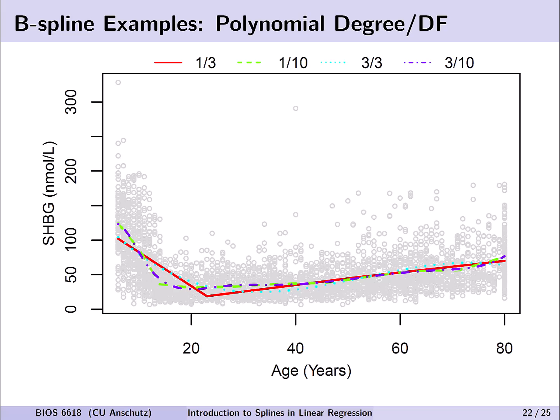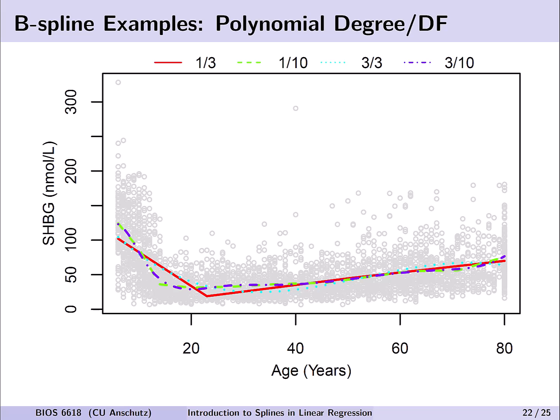It's also possible with B-splines to combine different polynomial degrees and degrees of freedom. On this graph, we now show examples where we have 1 degree of polynomial with either 3 or 10 degrees of freedom, and then a cubic or third degree order polynomial with, again, 3 or 10 degrees of freedom. We can see that the lowest combination of 1 polynomial degree with 3 degrees of freedom is very similar almost to what we might think of as a segmented regression model. We see that in this case it goes down, hits an elbow, and then increases. But it has essentially linear trends in each region.